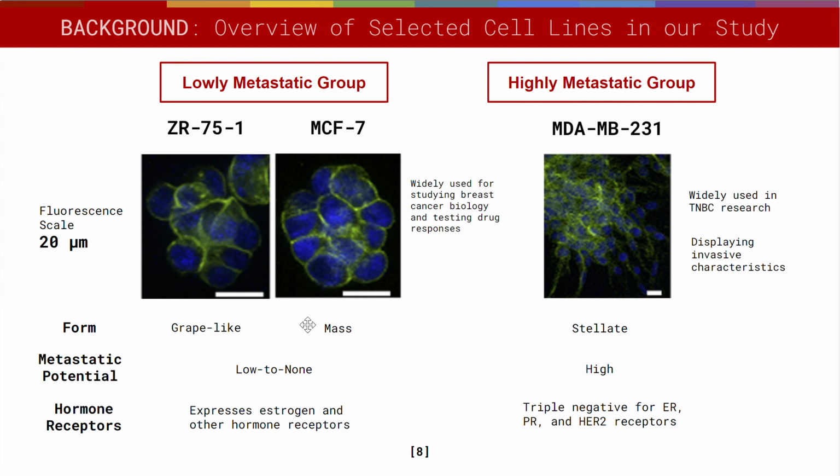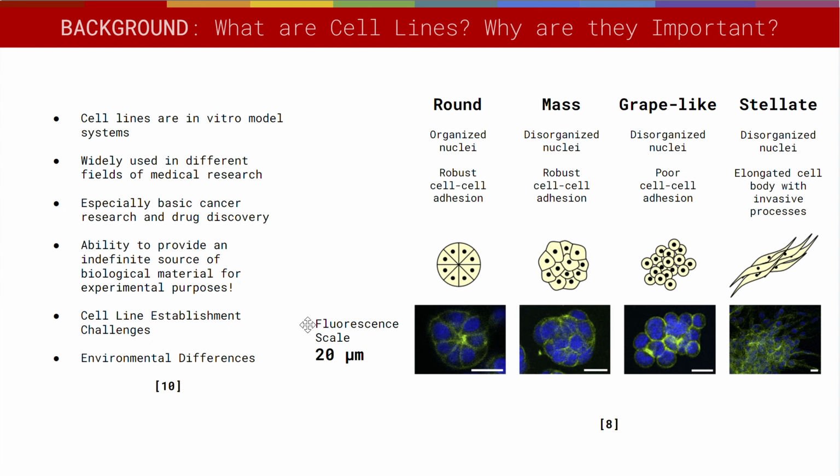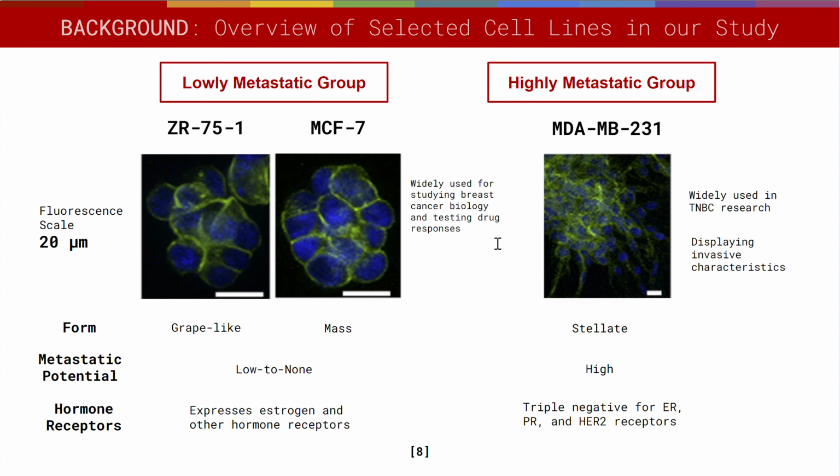Oh, we forgot to say about shapes there. In terms of shapes, they come in different shapes: round, mass, grape-like, stellate, and basically you could tell by the picture. And these are the characteristics of those shapes. Our MDA-231 is stellate shape, and the MCF7 is a mass, and ZR is grape-like. So these are their shapes, as you can see here.